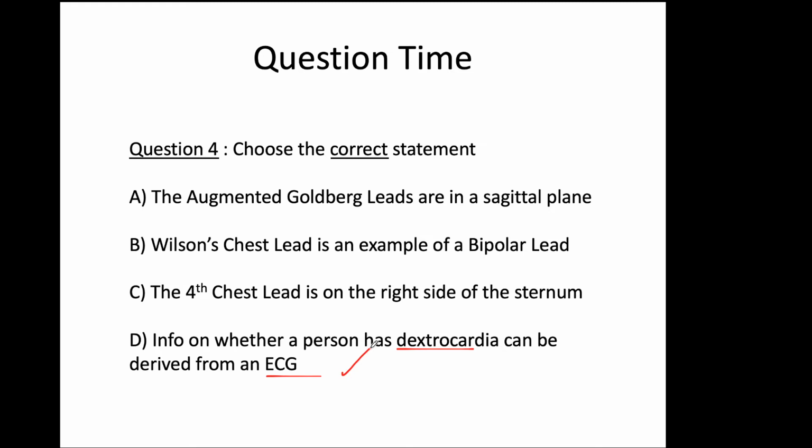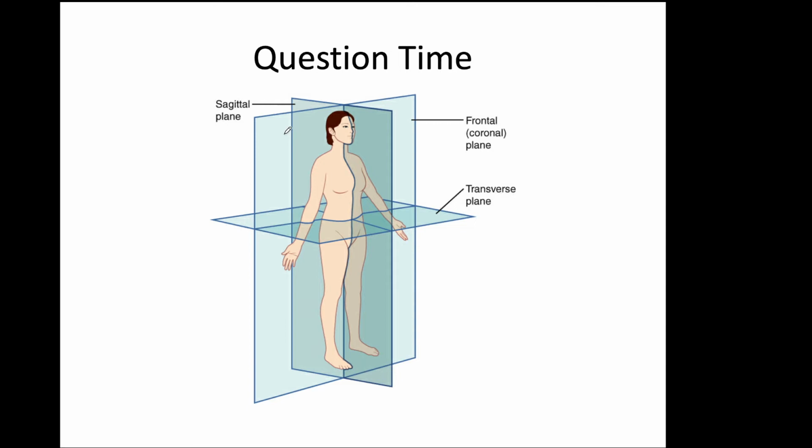Fourth chest lead on the left side of the sternum, so C is incorrect. Wilson's chest lead is an example of a unipolar lead because there's a reference electrode involved. And the augmented Goldberger leads are not in the sagittal plane. If you have forgotten, they're in the frontal plane. And that's not the same thing as sagittal. Sagittal is left and right.